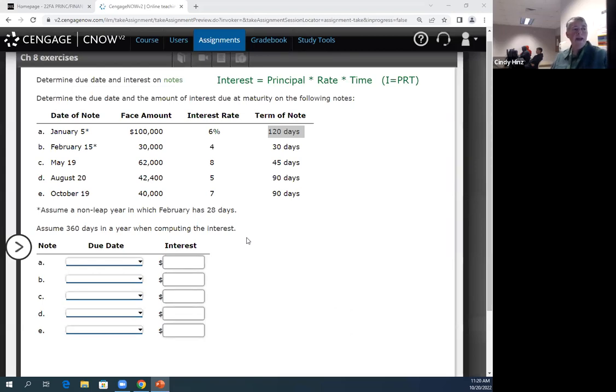So we're looking at letter A. The date of the note is the issuance date or the date the note was made. The face amount is the principal. That's the amount that's being borrowed. The interest rate is 6%. And the term of that note in line A is 120 days or about 4 months.